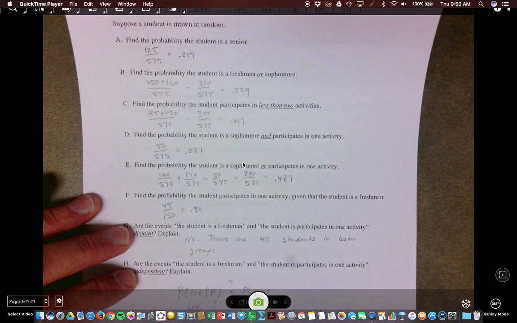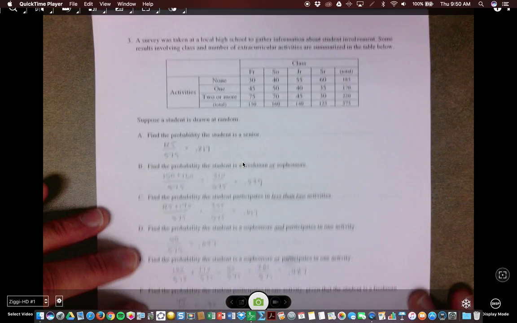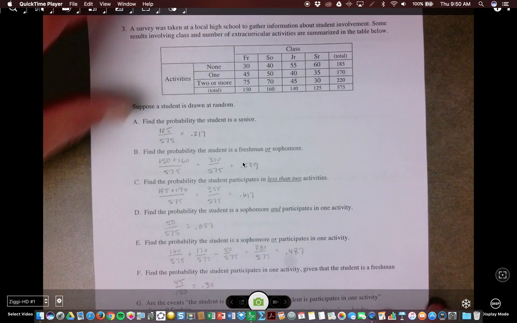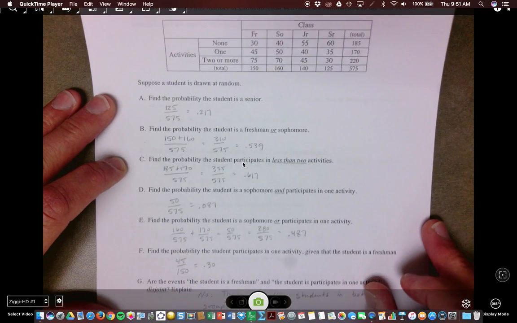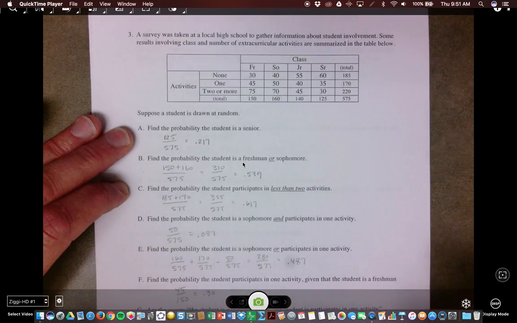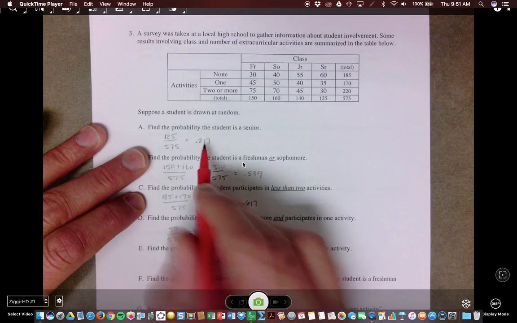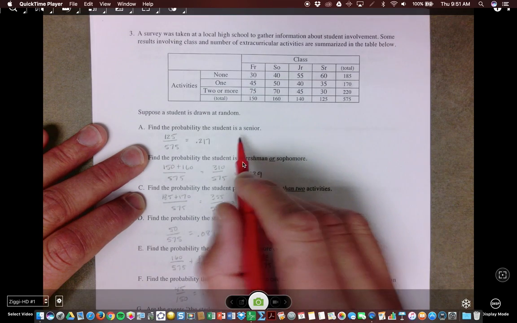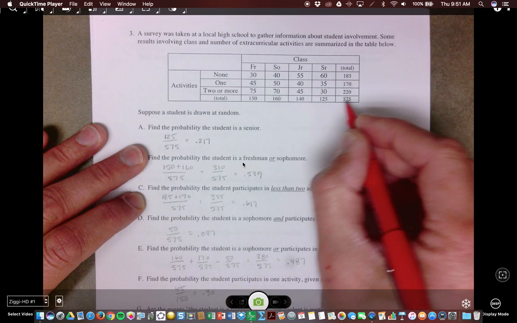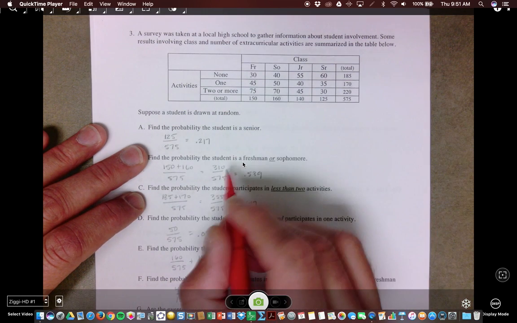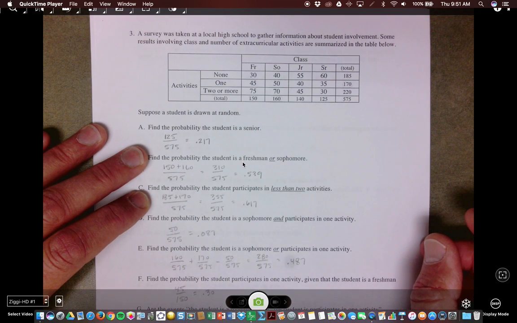Okay, so the rest of the problems I've worked through, and I think that if you look through these on your attached file, you can kind of follow along and see what I did. But let me just work through a couple of these problems and show you how I got them set up. So first question, find the probability the student is a senior. Well, this is a fairly straightforward problem. There were 125 seniors out of 575 students, and so that gives you about 21.7%.